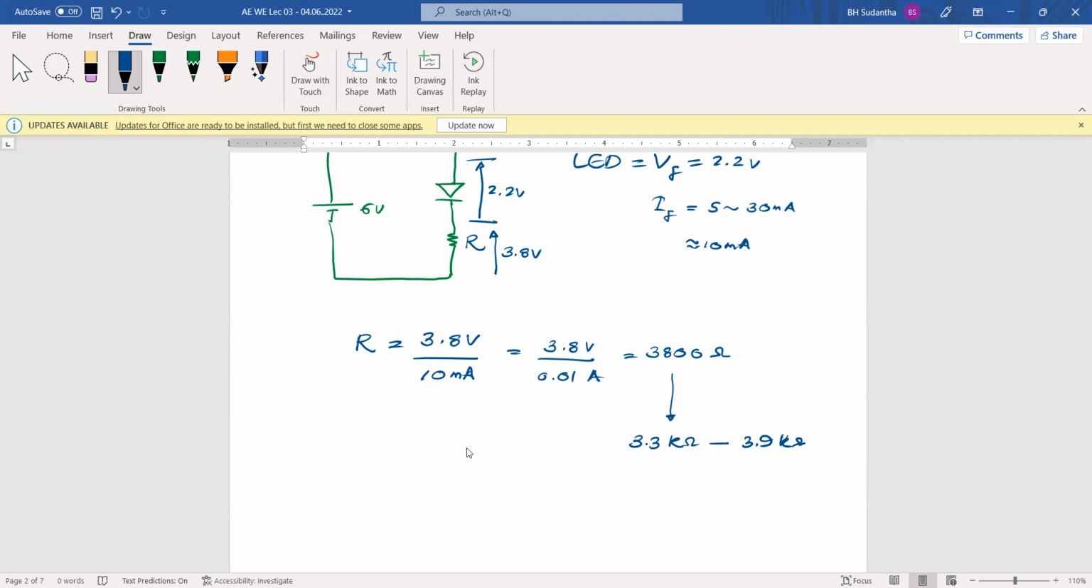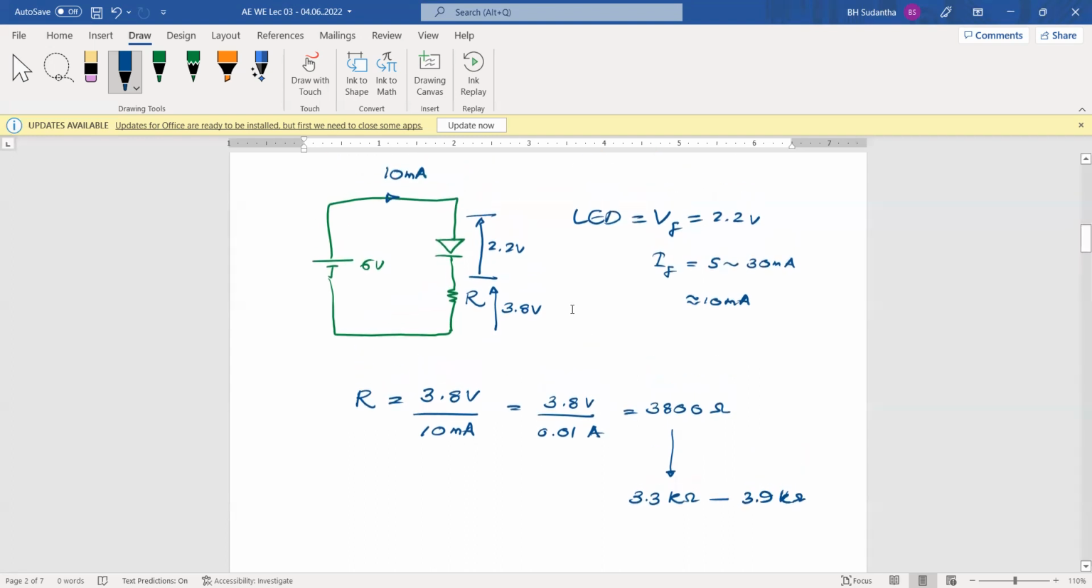If you use a 3.3 K resistor, the current will be a little bit higher than 10 milliampere, so the LED intensity will be a little bit higher. And if you use a 3.9 K resistor here, then you will have less brightness than the previous one. Anyway, if you use either resistor, there is no problem. You can turn on this LED.